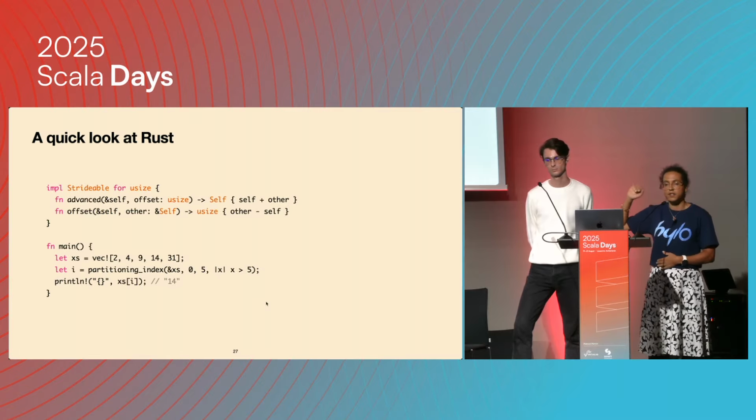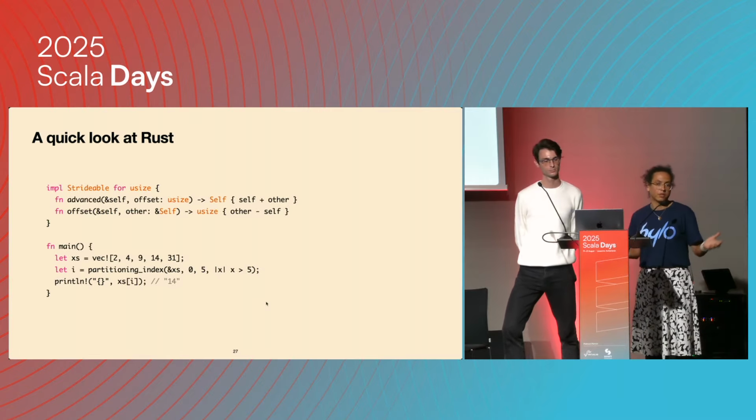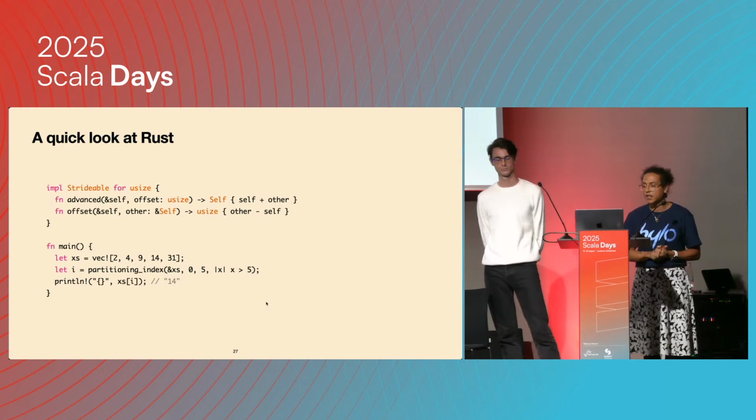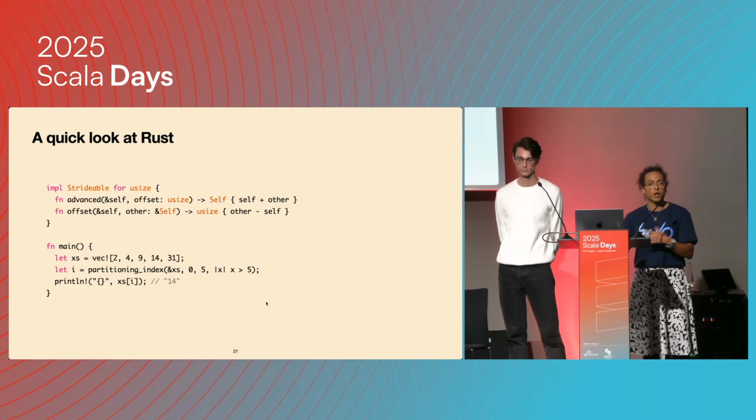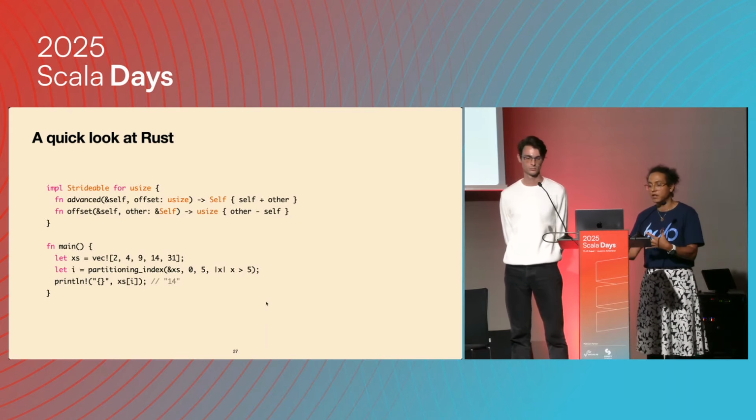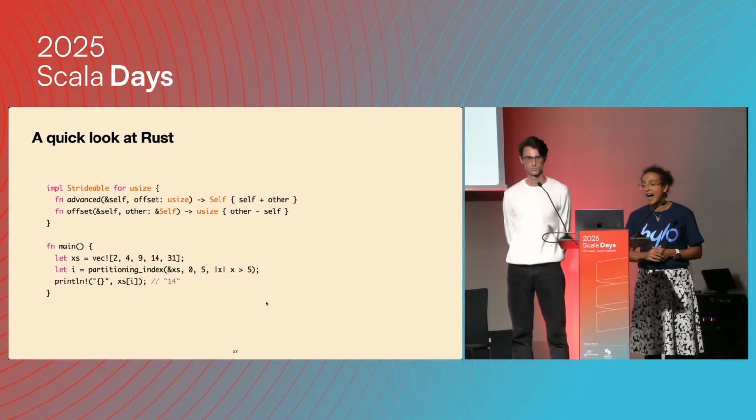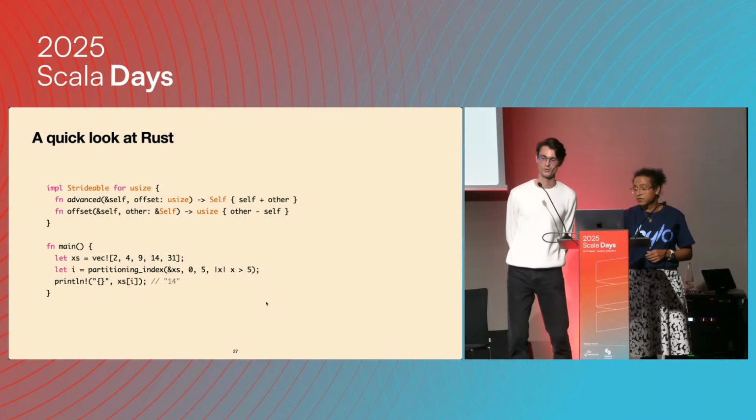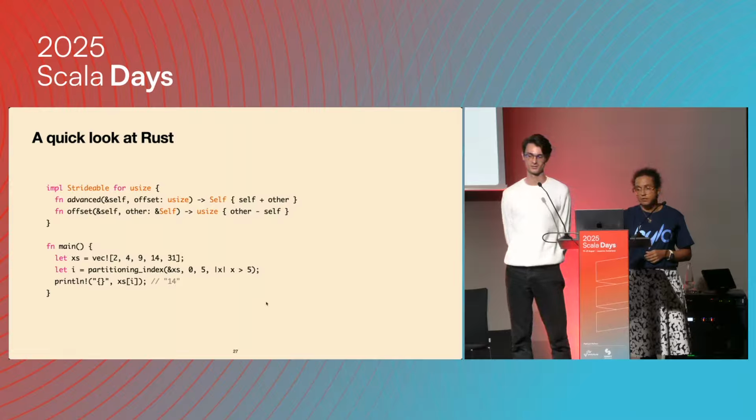So for instance, here I can say that unsigned integers are Stridable. And obviously, I'm not the author of unsigned integers. This is part of the standard library. But I'm able to work around the first issue that we had before. I can retroactively add things. Where an impl would be what you know as a given instance in Scala.